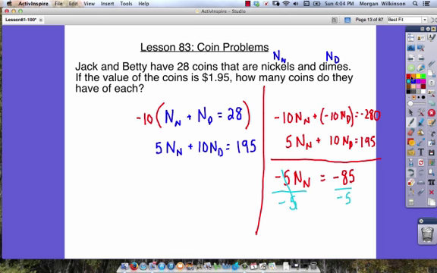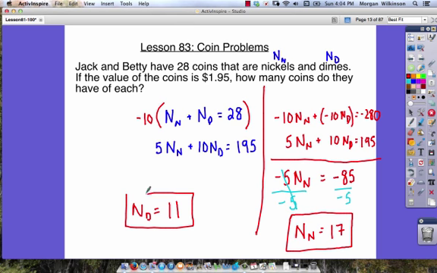The -5's cancel, and we have the number of nickels. Good thing it turns out to be a positive number. Number of nickels is going to have to be 17 because 17 times 5 is 85. And we've got our first answer. Now, don't forget to get the number of dimes that you have. We know there's 28 total coins, so 17 plus 11 is going to equal 28. And we've got the number of dimes.